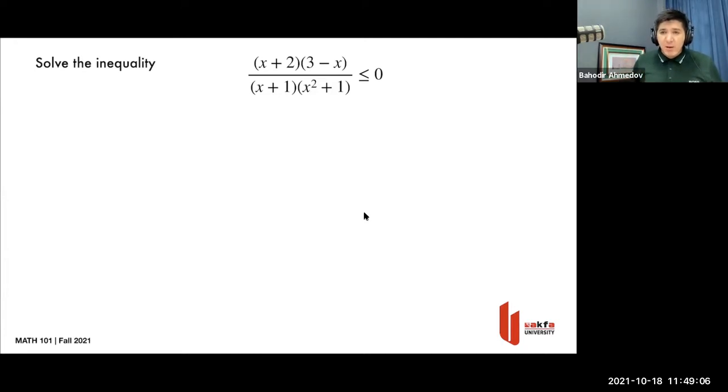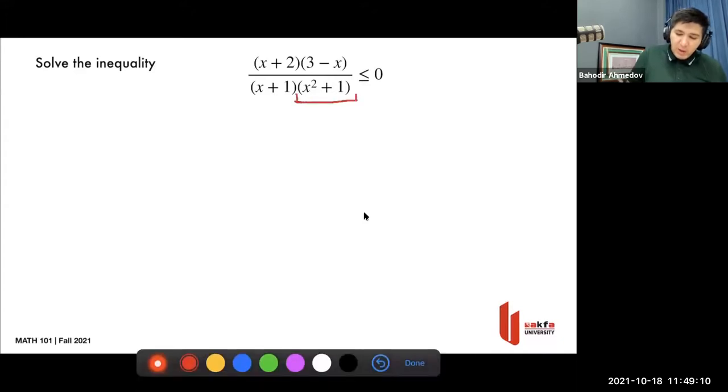Now, I'm not going to take into account this term at all, because this term is always positive no matter what x is, right? x squared plus 1 is always positive, and a positive number is not going to change any sign in my inequality. So what is important for me is to look for the signs of the three other factors. First of all, we need to find the roots. What is the root of this factor?